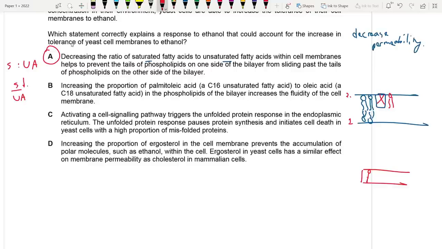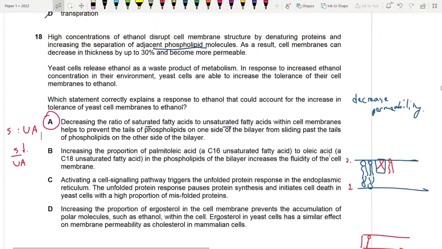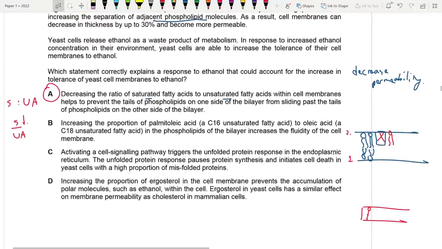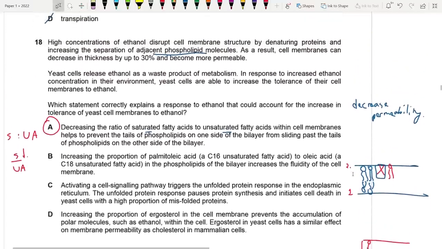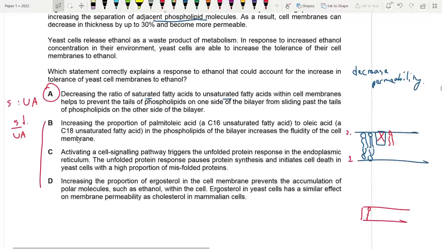If we decrease the ratio of this, it helps to prevent the tails of phospholipids of one side of the bilayer from sliding past the tails of phospholipids on the other side. And as a result, this decrease in thickness won't occur. Okay, so in the context of this question, A is the best answer. That's the logic behind this. These are fine. Like if you do increase the proportion of C16, a shorter fatty acid chain, right? Both of them are unsaturated. Fluidity does increase, but it's just not the best answer.